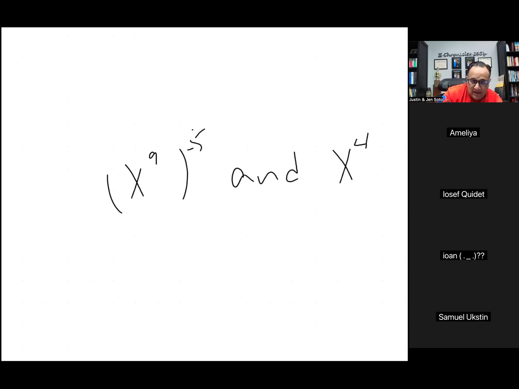So number nine looks like this. They're asking you if x to the 9th, to the negative fifth power, and x to the fourth are the same. No, I'm sorry, I did that backwards. Hold on. Okay. So I have to simplify this problem right here to see if it's the same as this.